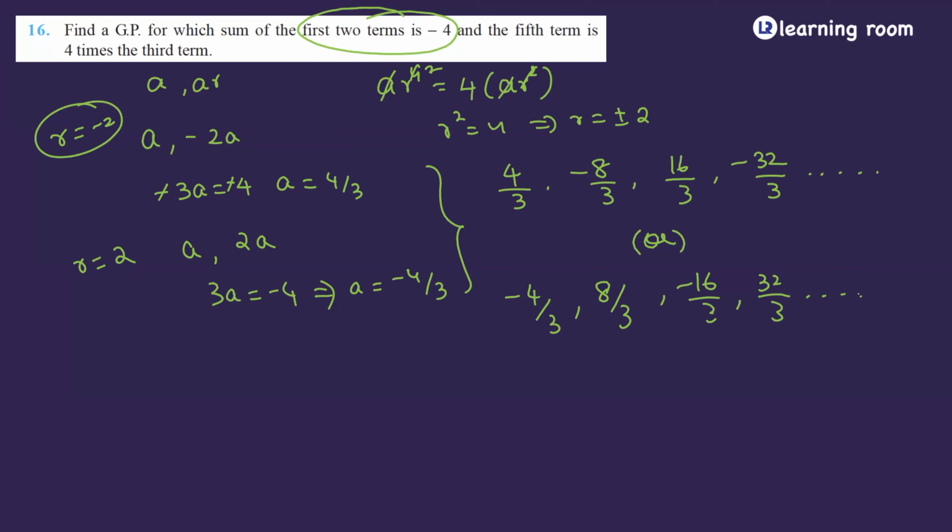Are you trying to say -4 by 3, -8 by 3? Yeah, that should be the case actually. See, logically speaking, these numbers are not matching. Did I do any mistake here? Did I convert everything correct? See, find a geometric progression for which the sum of the first two terms is -4. So A plus AR is -4. Correct? And the fifth term AR power 4 is equal to 4 times the third term. Third term is AR square only. So R comes out to be plus or minus 2. Did they use plus or minus 2? R should be plus or minus 2.